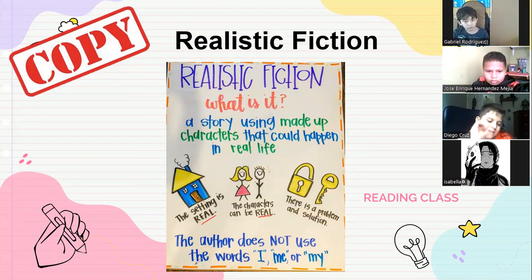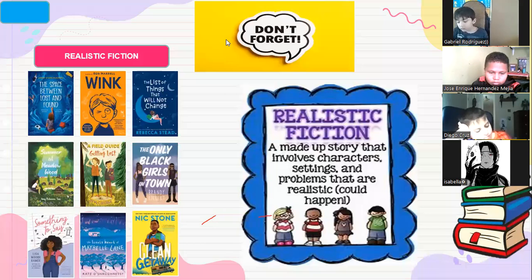The author does not use the words I, me, or mine in realistic fiction, because it's not written in the first person. Don't forget this: realistic fiction is a made-up story that involves characters, setting, and problems that are realistic. It means that it could happen in real life.